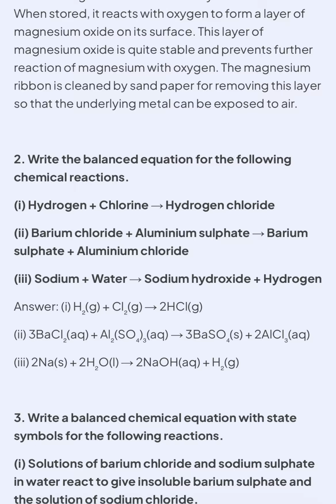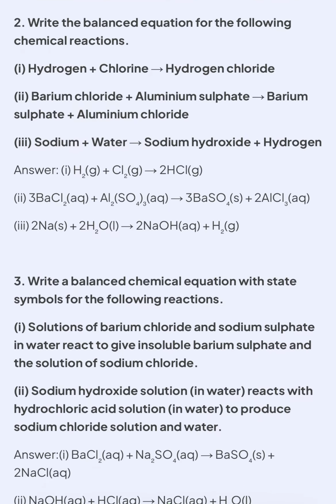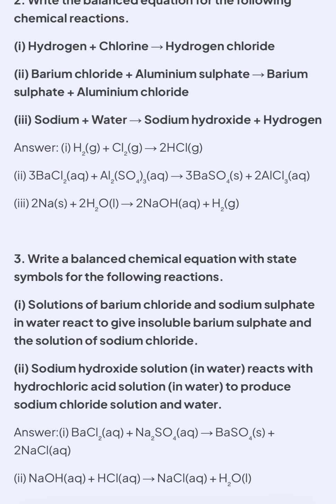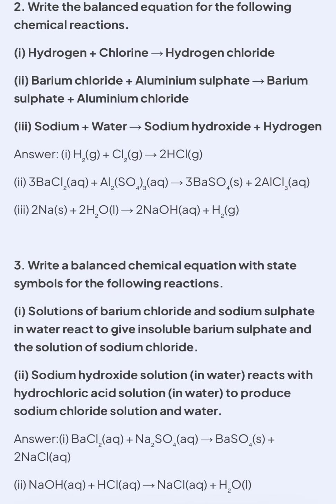2. Write the balanced equation for the following chemical reactions. (i) Hydrogen plus chlorine gives hydrogen chloride. (ii) Barium chloride plus aluminium sulfate gives barium sulfate plus aluminium chloride. (iii) Sodium plus water gives sodium hydroxide plus hydrogen. Answer: (i) H2(g) + Cl2(g) → 2HCl(g). (ii) 3BaCl2(aq) + Al2(SO4)3(aq) → 3BaSO4(s) + 2AlCl3(aq). (iii) 2Na(s) + 2H2O(l) → 2NaOH(aq) + H2(g).